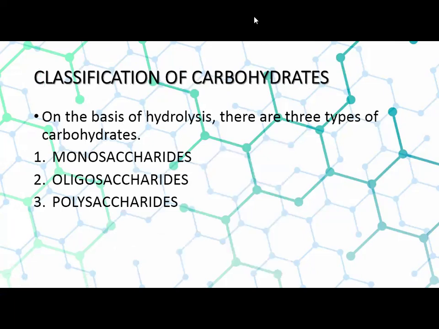Now, the classification of carbohydrates on the basis of hydrolysis. Hydrolysis is a reaction in which some compounds break down into their smaller parts. So, when carbohydrates are broken down, on the basis of hydrolysis we have three types: monosaccharides, oligosaccharides and polysaccharides. Mono means one, oligo means two or more than two, and poly means many.